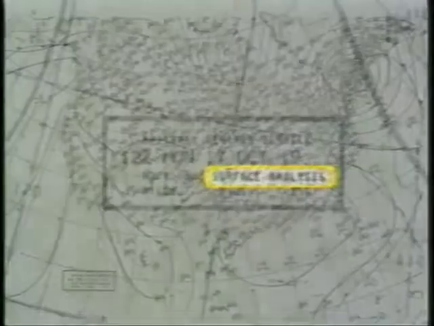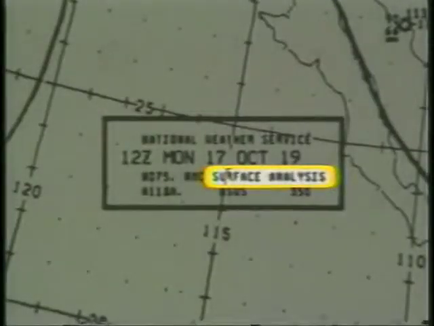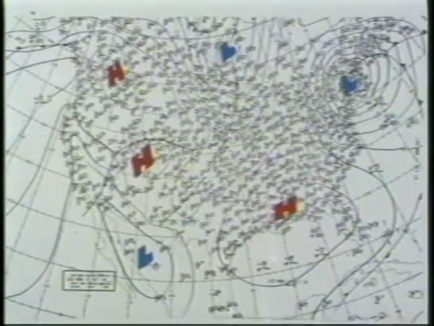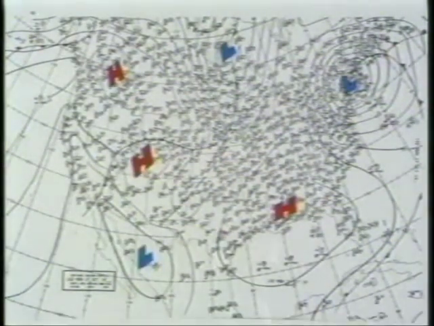The surface analysis chart is a good source for this type of information. Here, surface pressure, frontal areas, and surface weather information have been combined into a single graphic display. Low and high pressure centers are readily identifiable by large L's and H's.